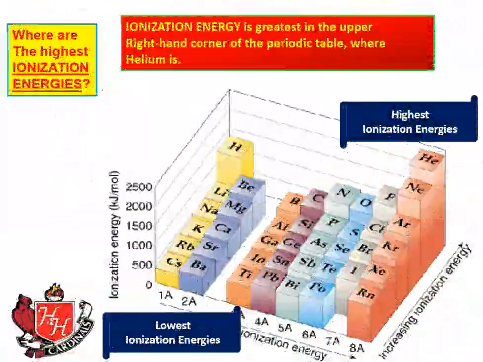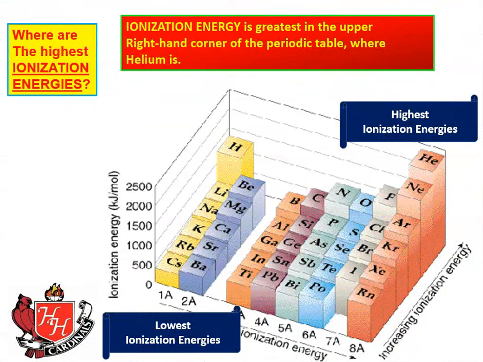And there's a perspective diagram of it. So you can see the bars there. The highest one is helium. Those are the highest ionization energies up there. And the lowest are down in the lower left. That would be cesium, barium, rubidium, and some of the elements down in the lower left-hand corner. So ionization energy is greatest in the upper right-hand corner of the periodic table where helium is. Again, just draw yourself a little sketch of this and make that note.